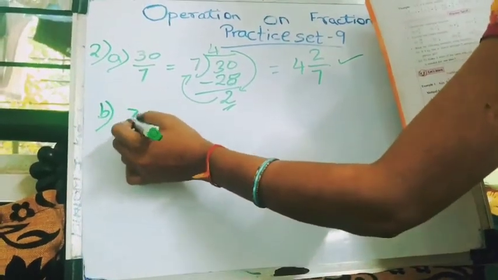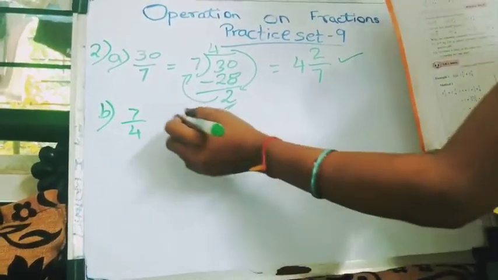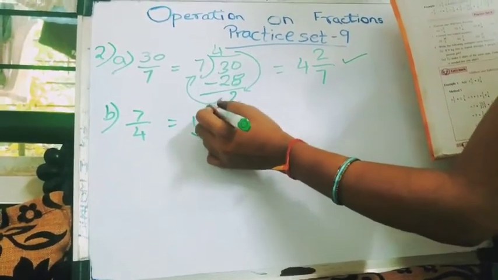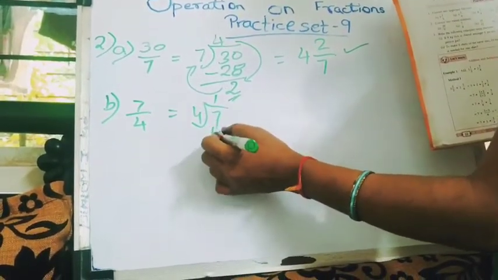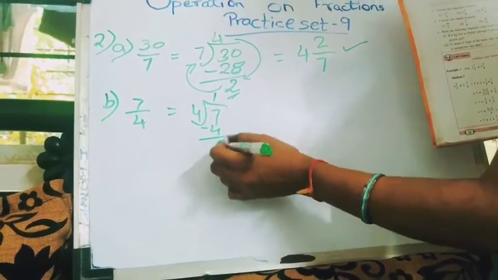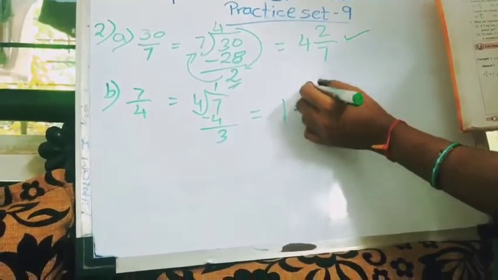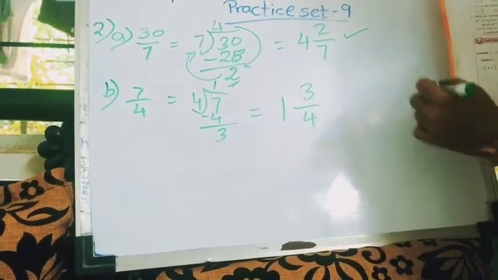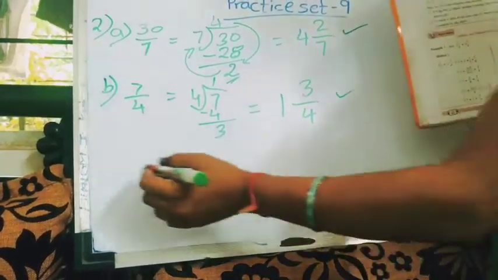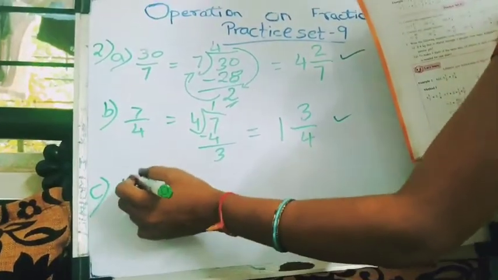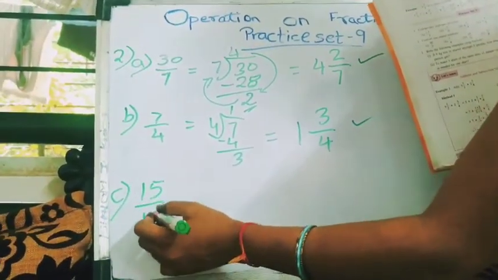7 by 4. Again same as usual. Divide 7 by 4. 4 1 is 4, minus, 3. Here it means start from here: 1 upon 3 by 4. C number is 15 by 12.